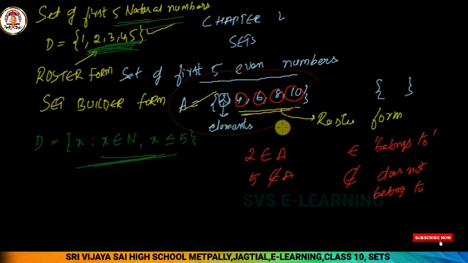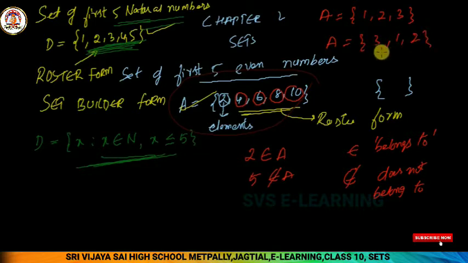The order in which you write the elements is immaterial, which means, let's say I write down the set A as 1, 2, 3. If I write down the set A as 3, 1, 2, it also doesn't matter. The order in which you write the elements doesn't matter in a set. And a set only contains distinct elements.